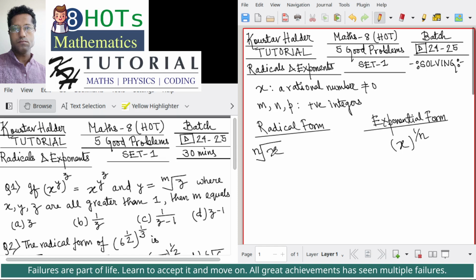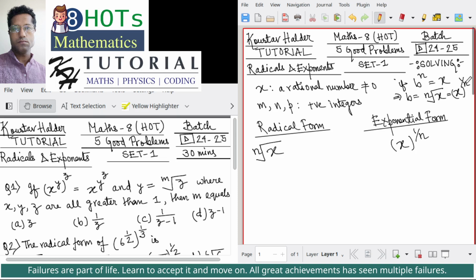Now what exactly is the nth root of x or x to the power 1 by n? The concept is that if we have, let's say, b to the power n, where b is some non-zero rational number and n is obviously a positive integer. If we have for some b that b to the power n is equal to x, then we say that b is equal to the nth root of x, that is, in the exponential form, x to the power 1 by n.